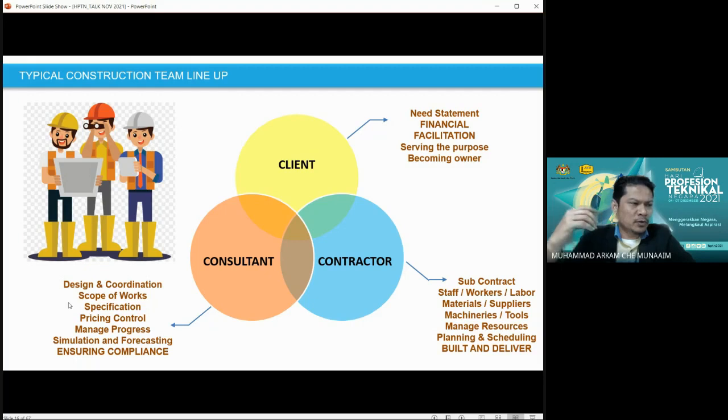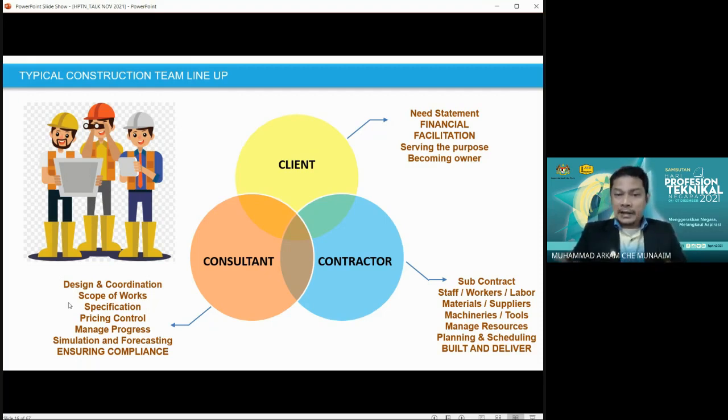You need to comply with BOMBA, you need to comply with local authorities, you need to comply with the service provider, you need to comply with the client requirements, you need to comply with the acts, regulations, standards, handbooks, and guides of good practice, all those regarding compliance. So ensuring compliance is the important part of being a consultant, in my opinion.